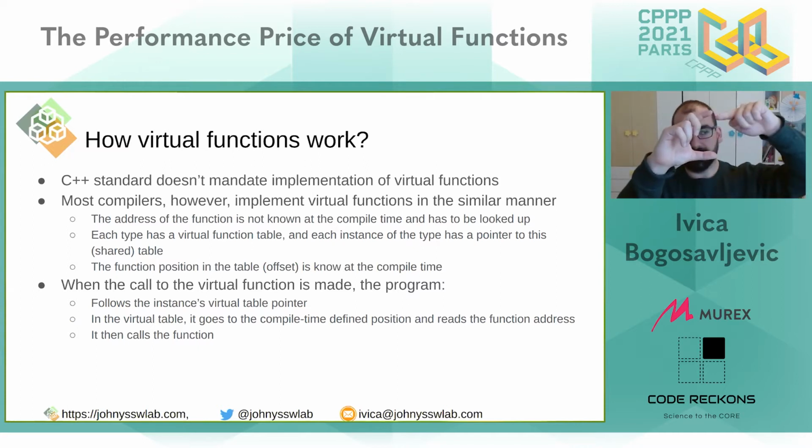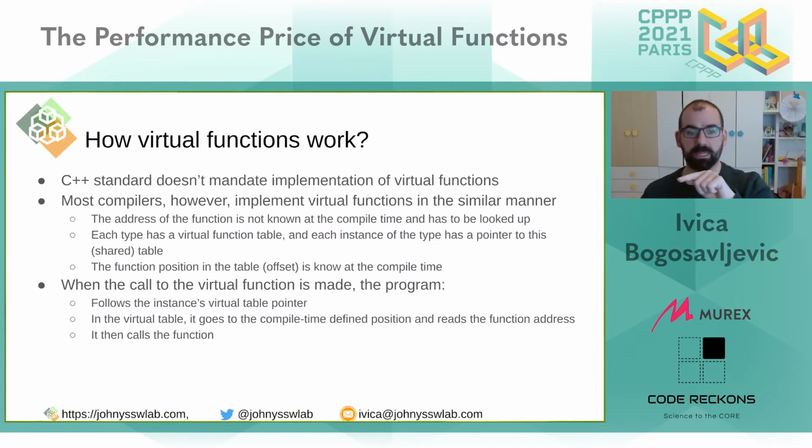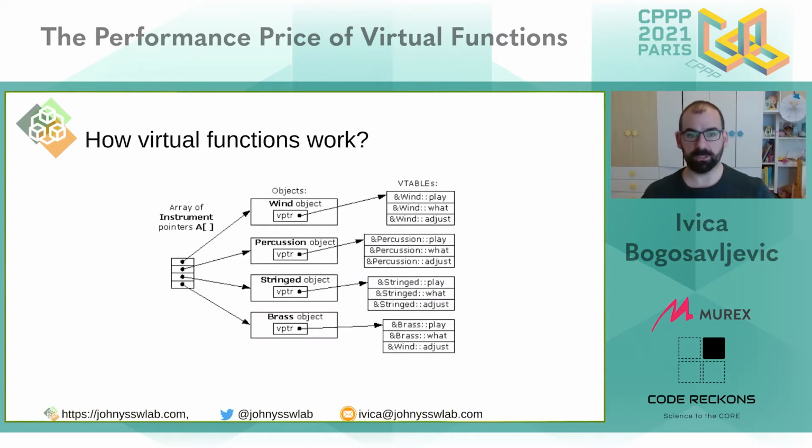Runtime accesses the pointer, follows it to the virtual table, and in the virtual table, it knows the offset. It goes to the offset in the virtual table, so the entry in the virtual table, and then it reads the function address. And then knowing the function address, it then calls the function.